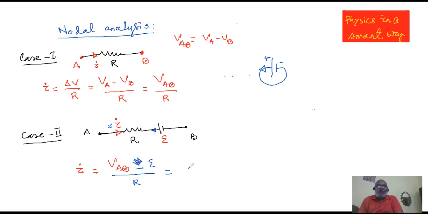I am writing it more legibly. That must be VAB minus E by R. And VAB always means VA minus VB. I think I am clear.